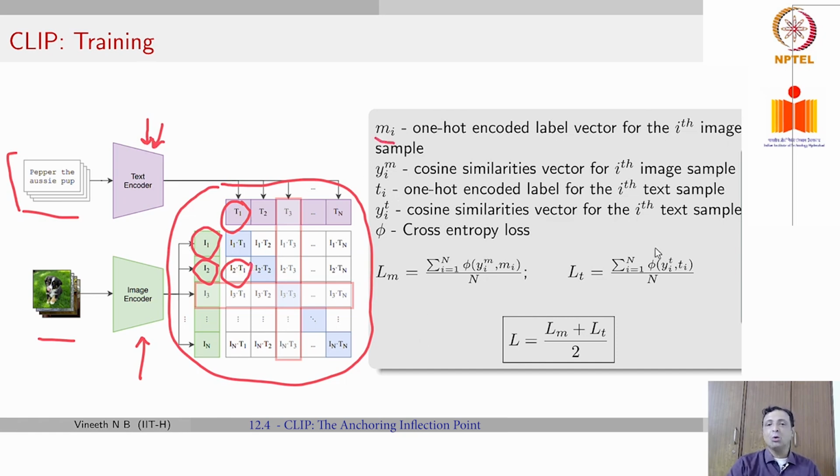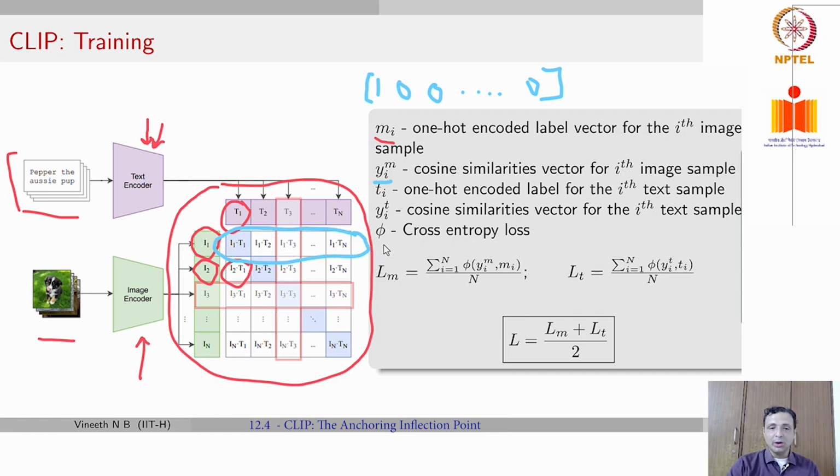If Mi was a one-hot encoded label vector for the ith image, you could now imagine that Mi is something like 1, 0, 0, and so on, with 0 all the way for the total number of image samples or text embeddings. Yim is the cosine similarity vector for the ith image sample. So this topmost row here could be Yim.